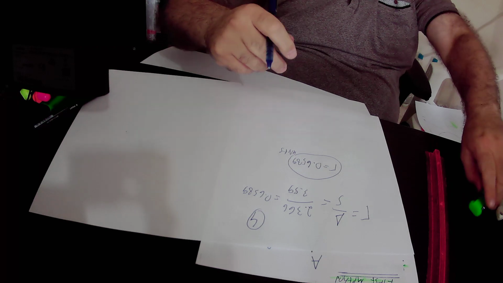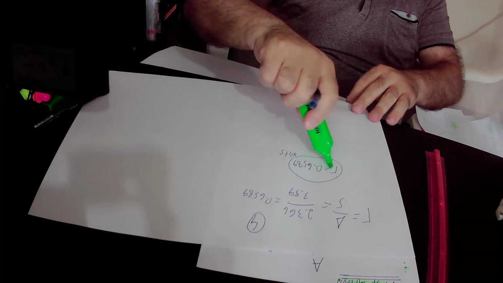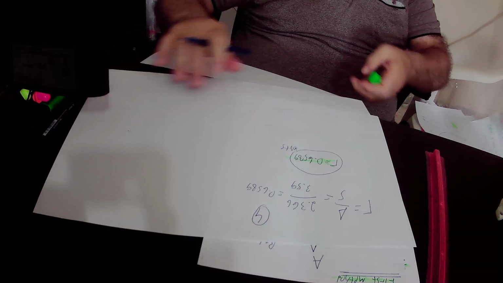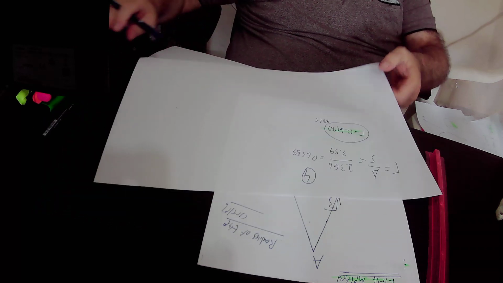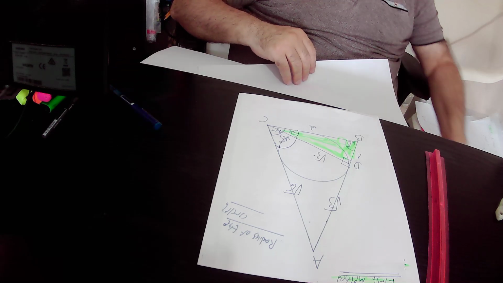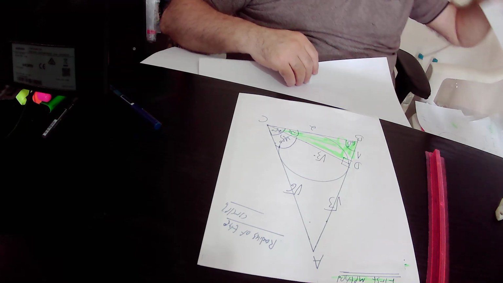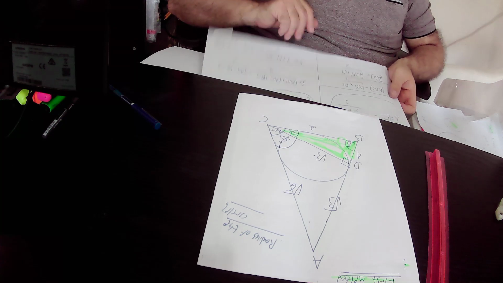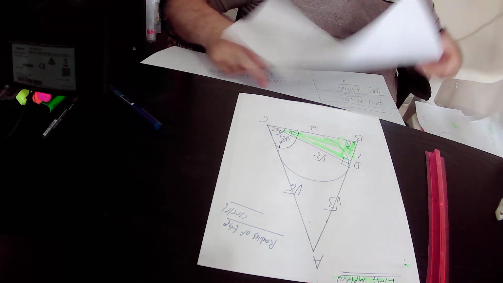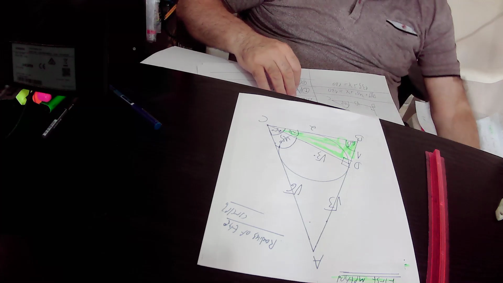Okay, so we finished with the first method. In the next step, I present to you the second method to find out the radius of this circle that is inscribed by triangle ABC.